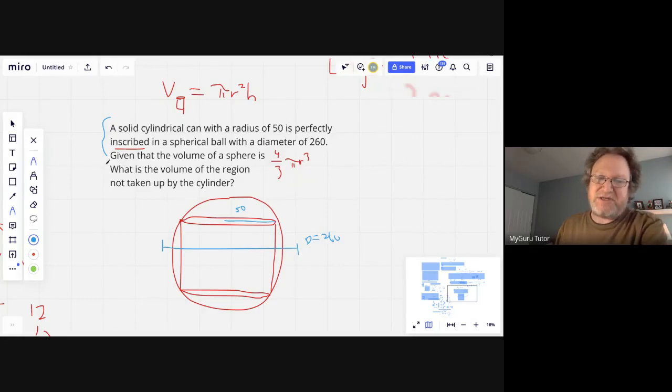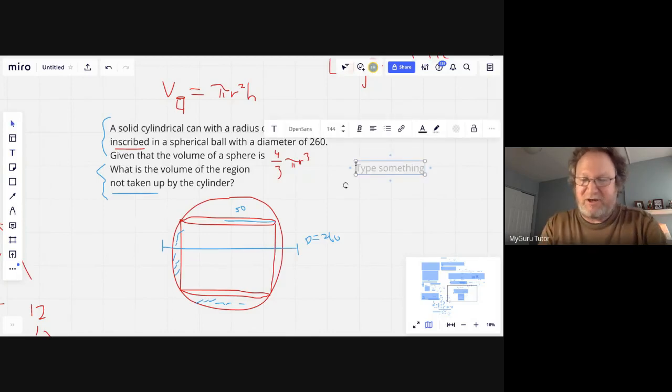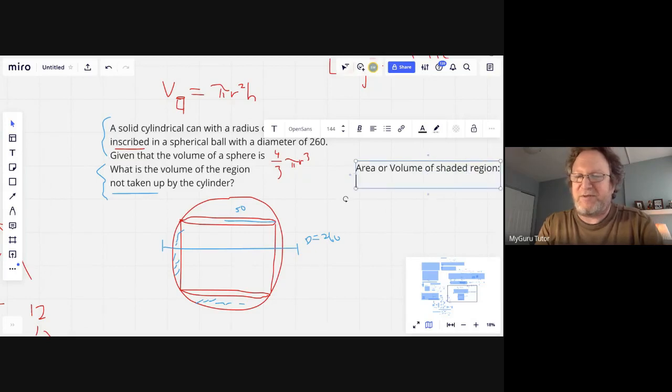Okay, now, remember what I said, it's very important to take time to read the question and figure out what it's asking. What's the volume of the region not taken up by the cylinder? That's basically a shaded region problem, right? I haven't actually shaded it, but it's that kind of thing. So how do you do shaded region problems? It's always going to be one object minus another object, right? Area or volume of shaded region is going to be volume of the sphere minus volume of the cylinder.